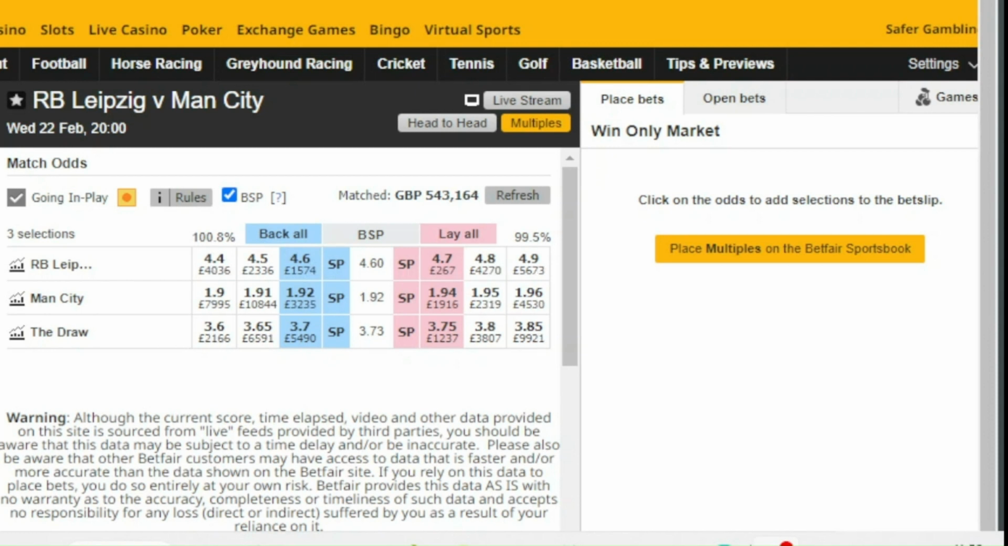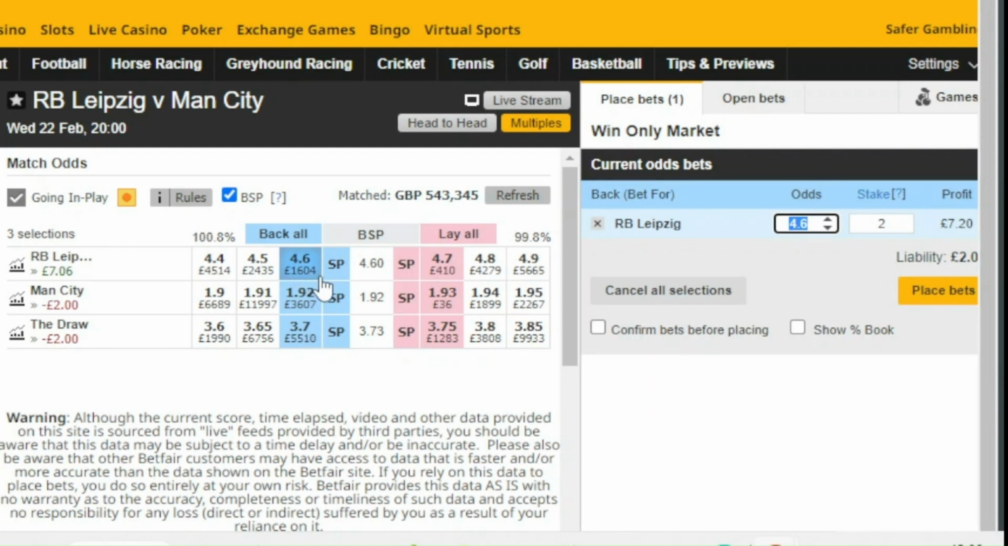So let's just put some money on Leipzig as an example. I'm going to be betting right at the money. I'm not going to be asking for a price, which will put my bet over here. I'm just going to click 4.6 for £2, and immediately I can see that my liability on Man City and the draw is £2, effectively my stake. If Leipzig win, I stand to gain £7.06, and if Man City win or it's a draw, I will lose my £2.